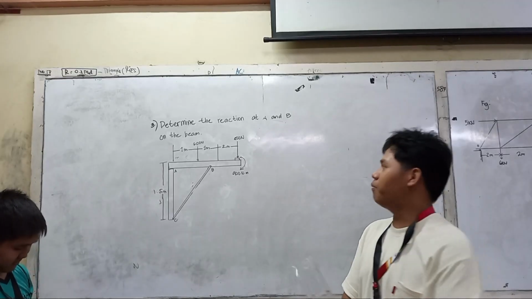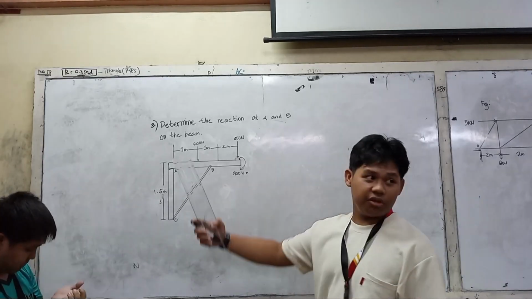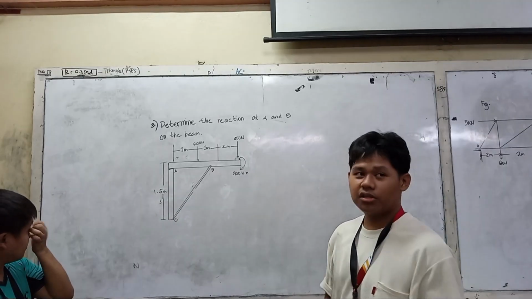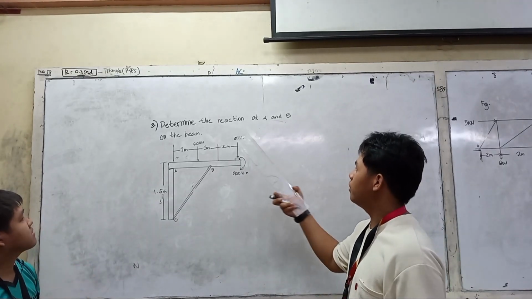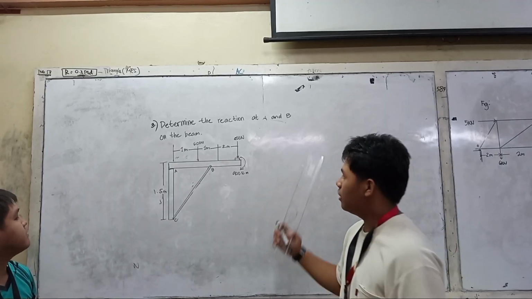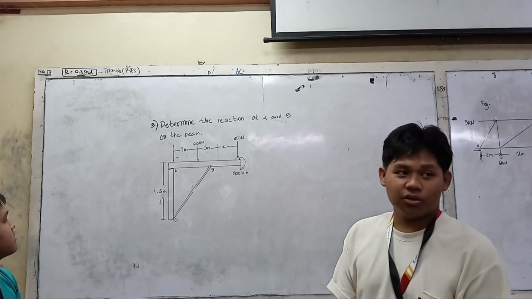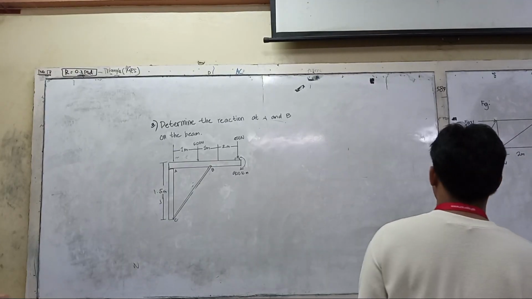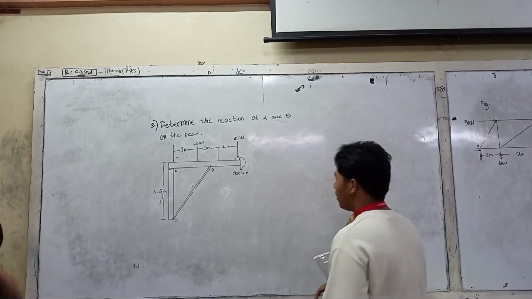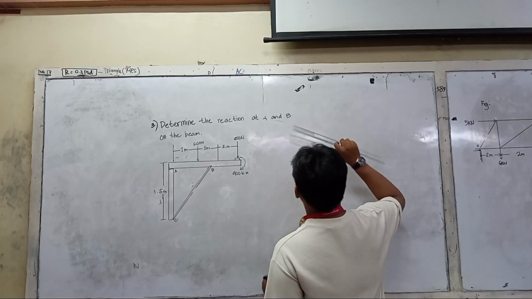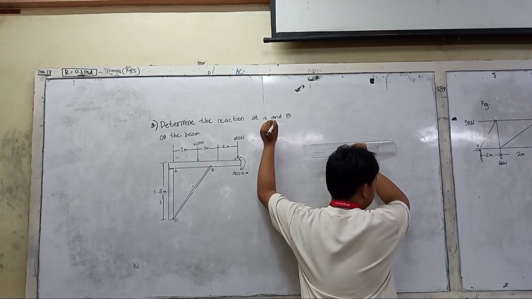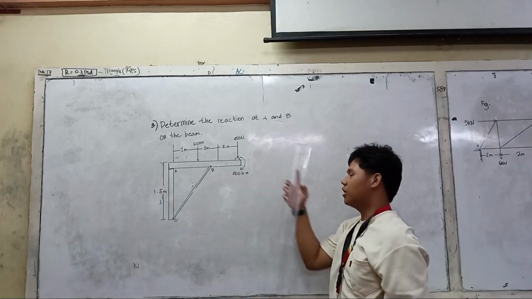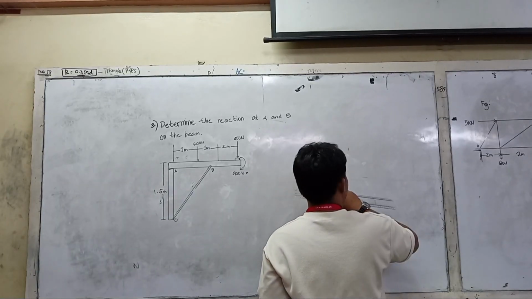So for today's problem, we have the equilibrium moment of the force. In our third problem, we have to determine the reaction at A and B on the beam. So what we're going to do first is the FBD, which is the free body diagram. One of the important things to do in making this kind of problem.